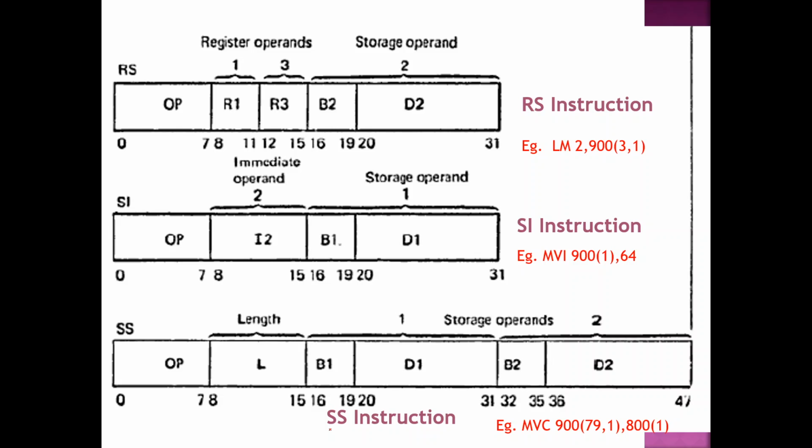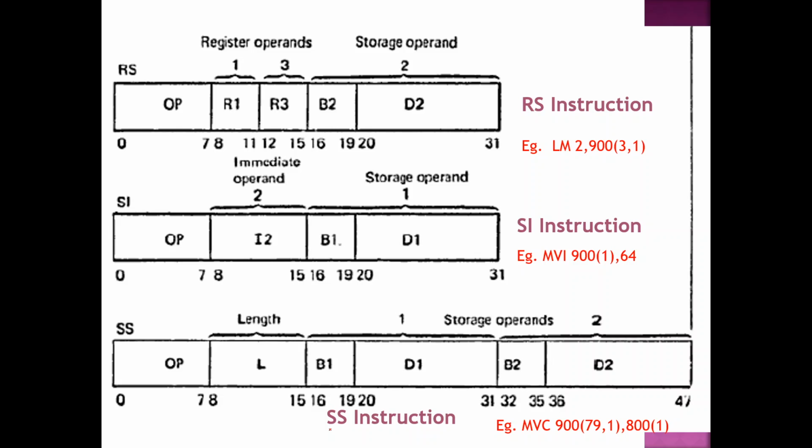First, opcode 8 bits. First register 4 bits. Second register 4 bits. Base register 4 bits. Displacement 12 bits. Yes, so it is going to be a total of 32 bits. Okay, so this is register storage. What is the meaning of it here? You will be using a storage location, and also you will be using two registers in this particular format. So one example I will give you.